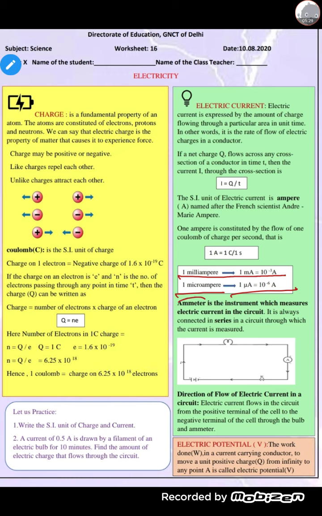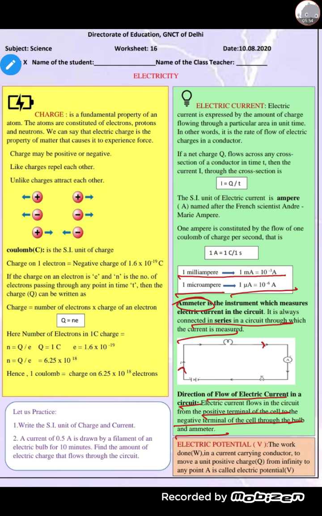And ammeter is the instrument which is used to measure the electric current in a circuit. It is always connected in series. Please remember, it is always connected in series. Direction of flow of current in a circuit is always from positive to negative, positive terminal of the cell to negative terminal of the cell.